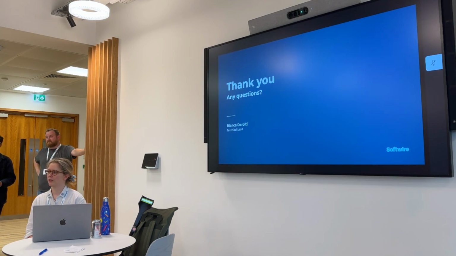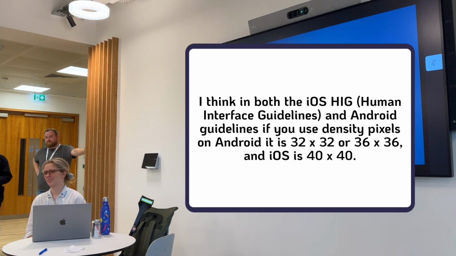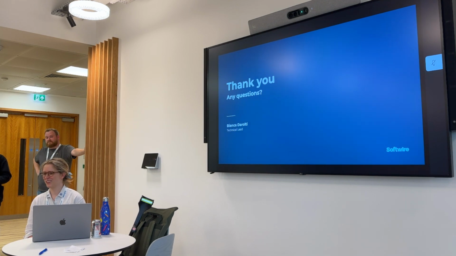Just being curious, I think in both the HIG and the Android guidelines it says if you use density pixels, I think on Android it's like 32 or 36, and on iOS it's 40 by 40. It sort of solves the problem for you. Amazing, thank you. That's great. I didn't know that.